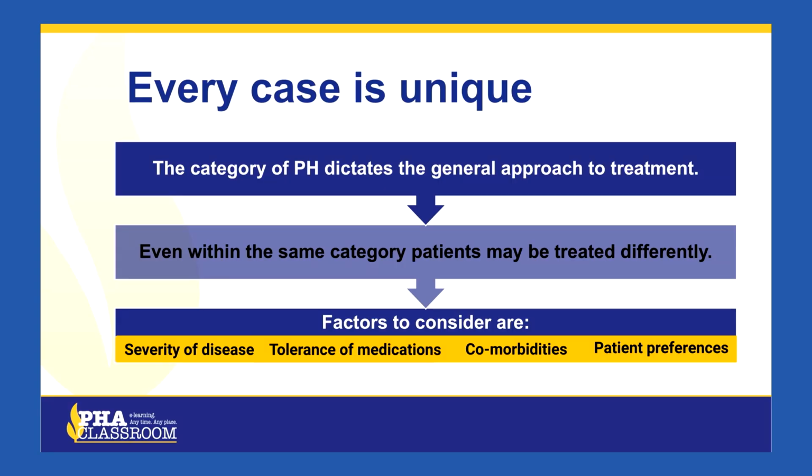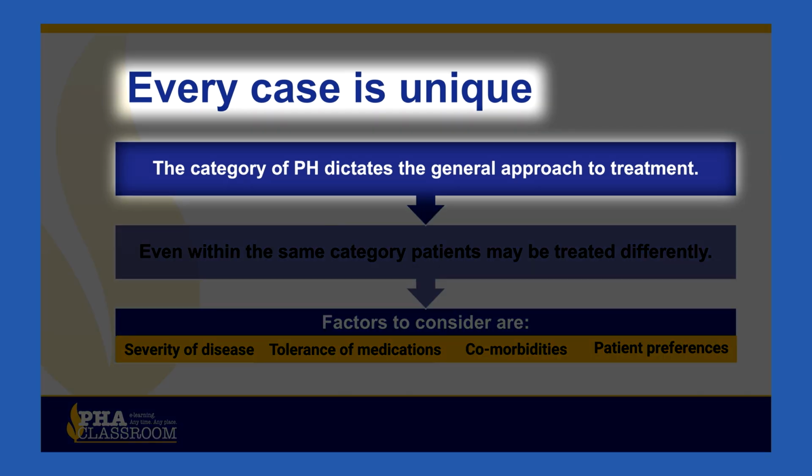The treatment of every case of pulmonary hypertension is unique, and it's very important to make an accurate diagnosis. Within these categories, you get a general approach to treatment. For instance, in the first category, we often use pulmonary vasodilator medications.